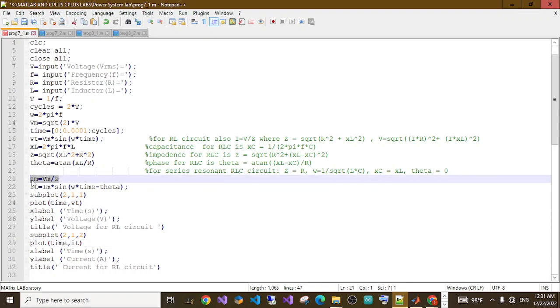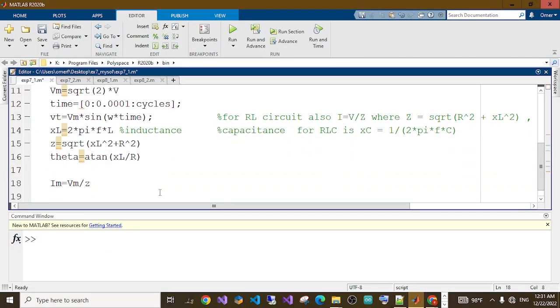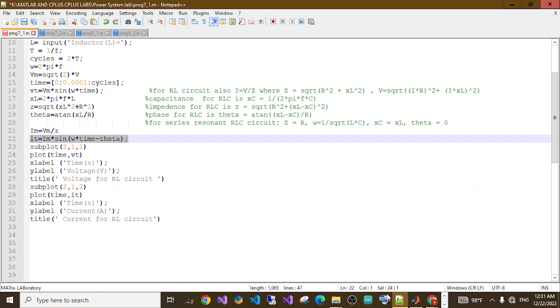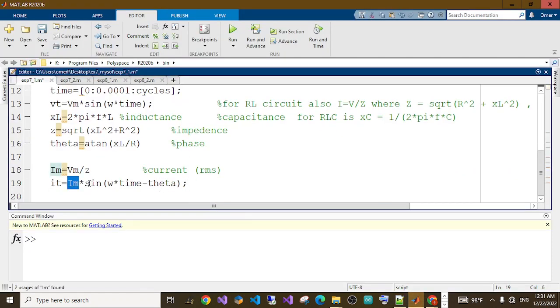I'm correcting my previous file. So Im is equal to Vm over Z. Z is impedance, and this is phase. And this is the RMS current, which is the RMS voltage over the impedance. So IT, current over time, will be Im times sine omega t minus theta. You subtract the phase.